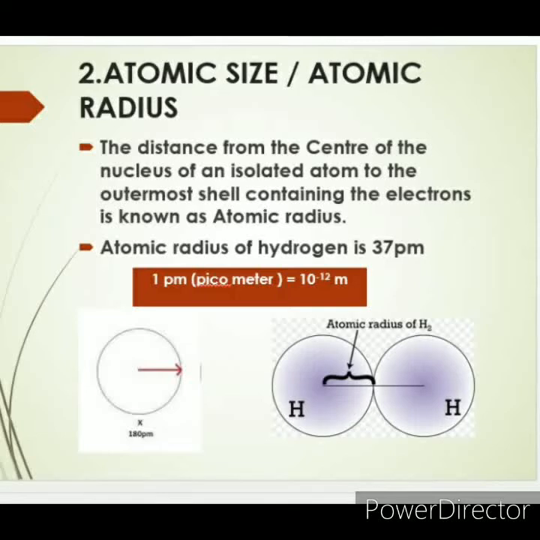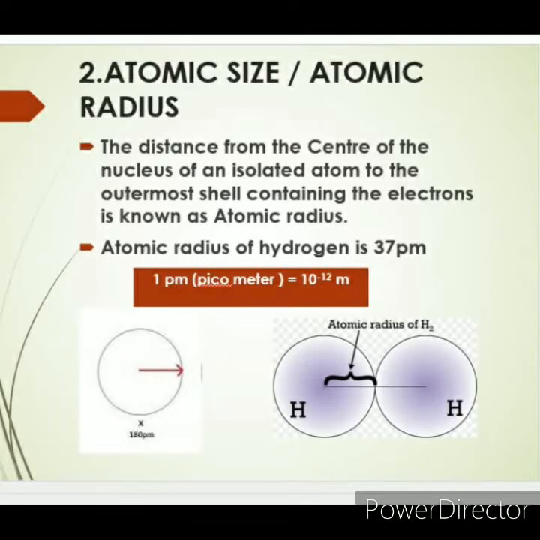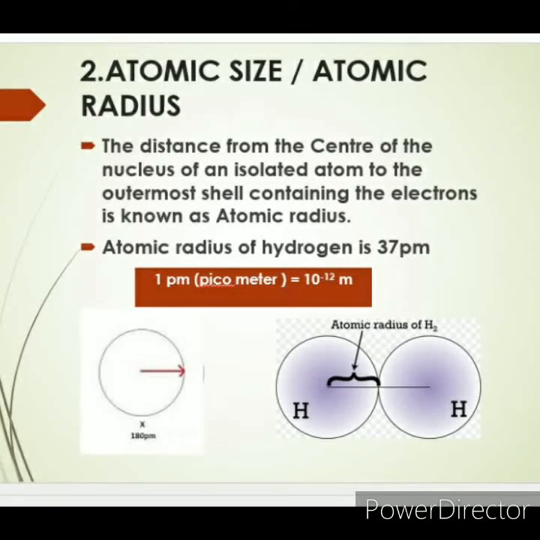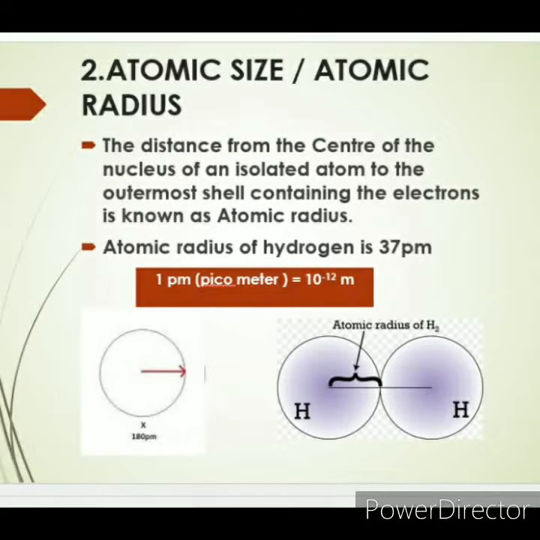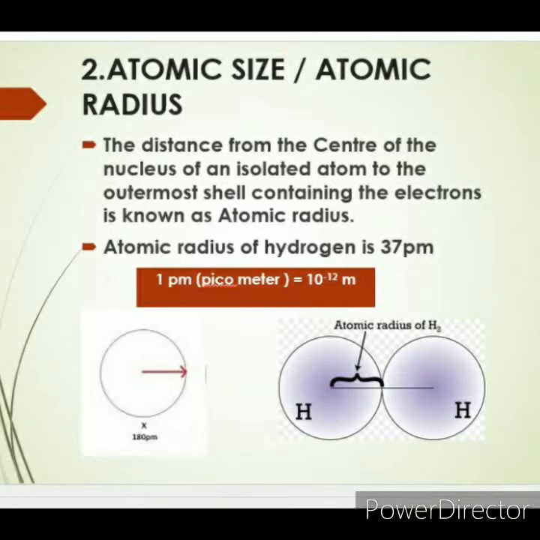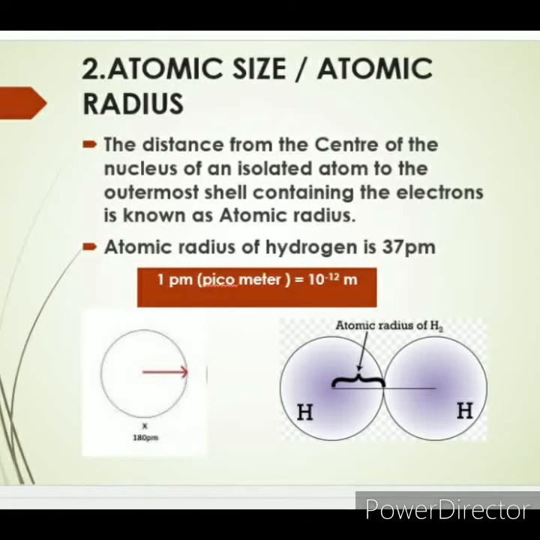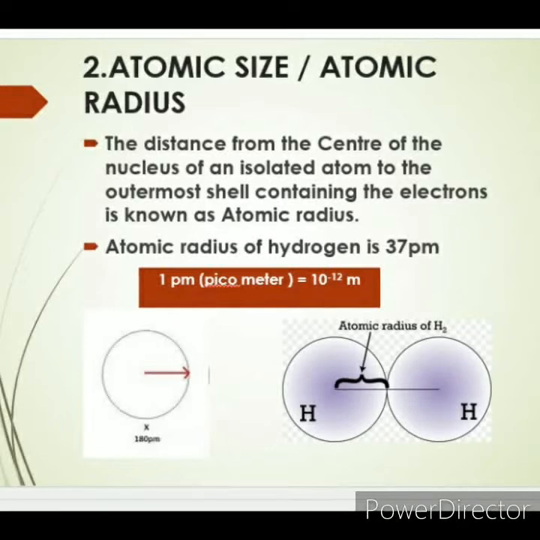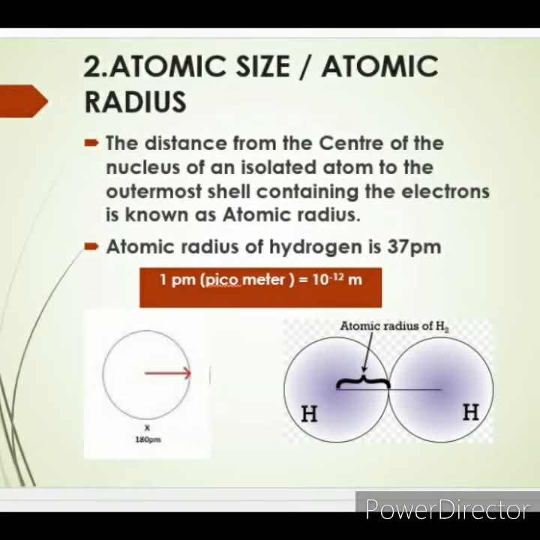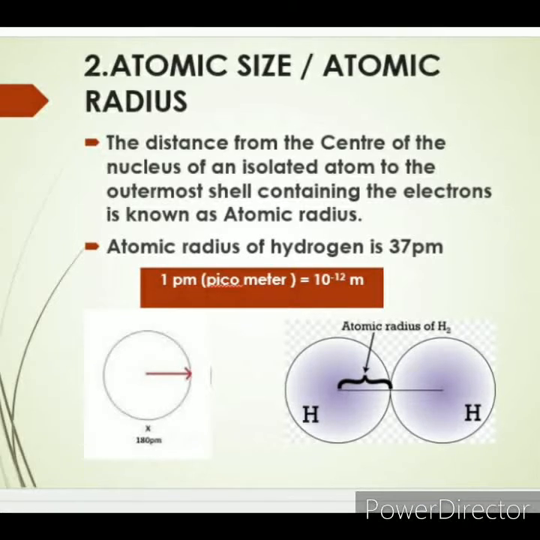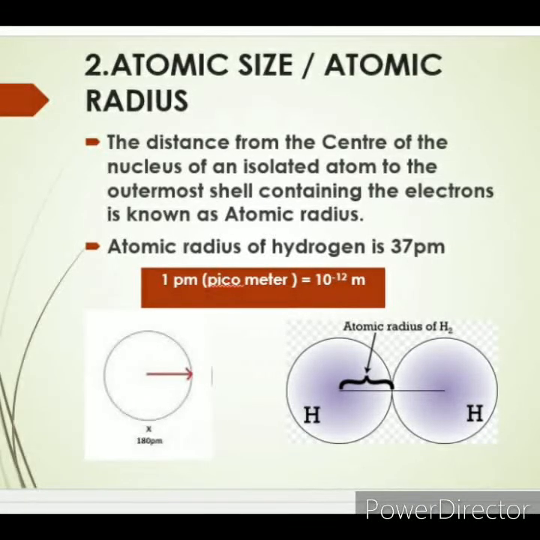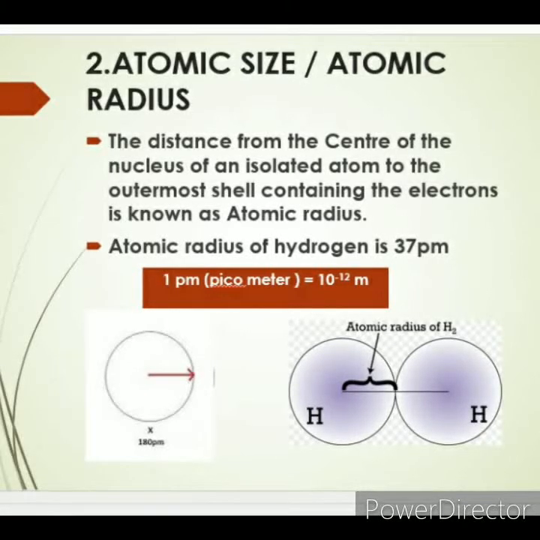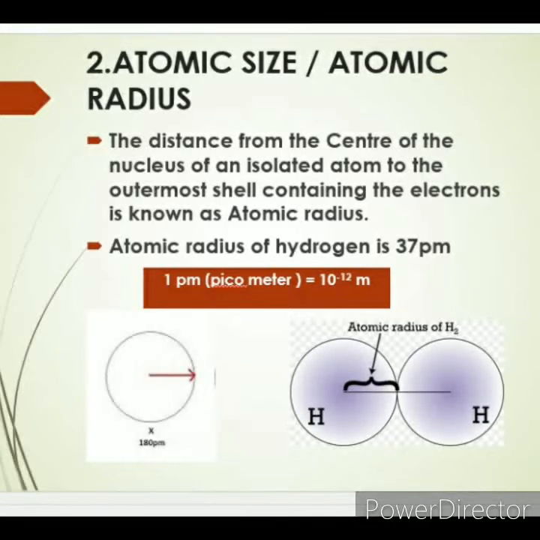In order to measure length, we already know we have the meter. We can take meter as a unit, but since this size is so tiny, we will take picometer. And what is the conversion of 1 picometer into the meter? That is 10 raised to minus 12. And we know that the smallest atom is hydrogen, and the atomic radius of hydrogen is 37 picometer. So from the picture itself, it is clear how to calculate the atomic radius. I hope it is clear.